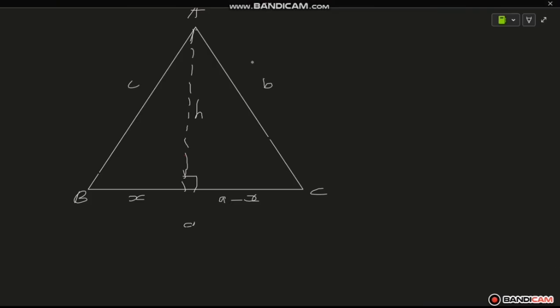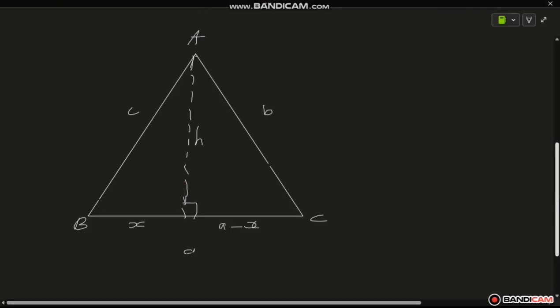Well, let me just show you how to do this. Okay, let me do it like this. Let's actually prove the cosine rule. You must know how to prove it, and you must know when to use that rule. I hope it makes sense.